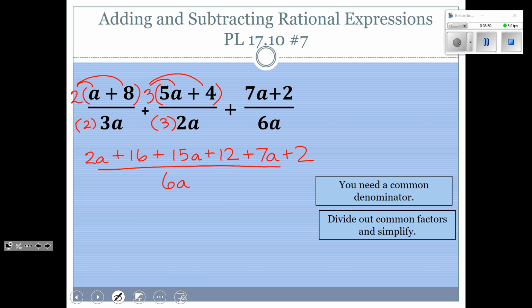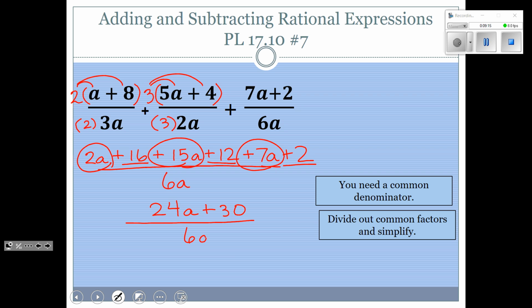Now we're going to look for like terms. We have 2a, 15a, and 7a. So that looks like it would be 24a. And then we have 16 plus 12, which is 28, plus 2 more, which would be 30. So that's 24a plus 30 on the top numerator. On the bottom we had 6a. Remember, this is a binomial, so it goes as a package deal.